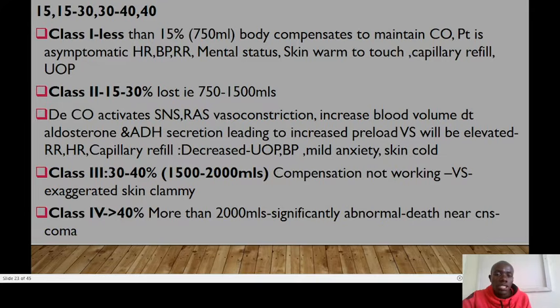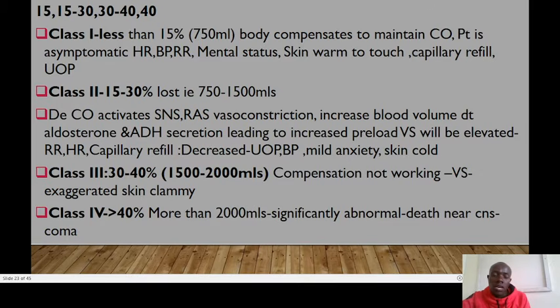leads to vasoconstriction. Then you are going to have increased blood volume due to aldosterone and ADH secretion, leading to increased preload, and vital signs will be elevated. So the respiratory rate, the heart rate, the capillary refill are affected, urinary output will be decreased, the BP will be decreased, and the patient is going to present with mild anxiety, and the skin will be cold.